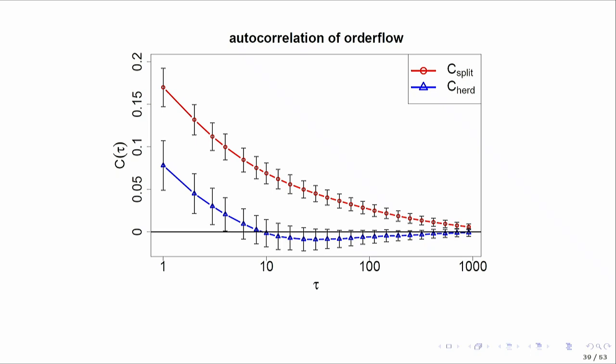So what you see is, and we have some definitions of error bars, and we can see that the difference is outside the error bar. So you can see that for short times, you have some herding between different members of the market.